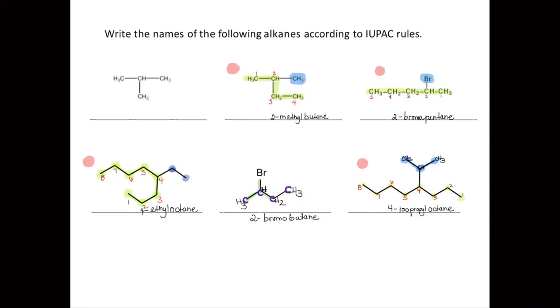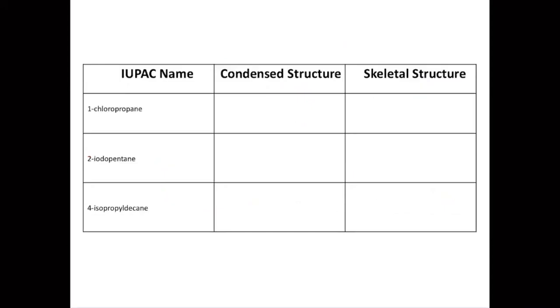In addition to going from structure to name, which is what we did right now, for lab 3B you need to be able to draw the condensed structure and the skeletal structure for any compound that you are given. So if you're given the IUPAC name, as you can see here, I'm going to do the first example with you, and then as a group, we're going to do the second one.